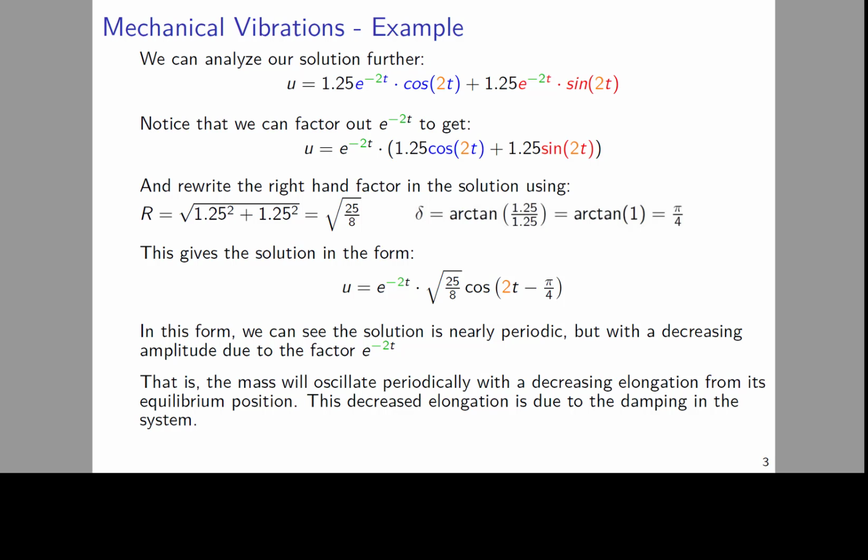That is, the mass will oscillate periodically due to the cosine function, but with a decreasing elongation from its equilibrium position due to the e to the negative 2t factor. As t increases, e to the negative 2t decreases. In the physical interpretation, this decreased elongation is due to the damping in the system. So the mass will oscillate up and down on the spring, though each oscillation will move less from its equilibrium position than the oscillation before. This is what we would expect to see for a mass on a spring slowing down.